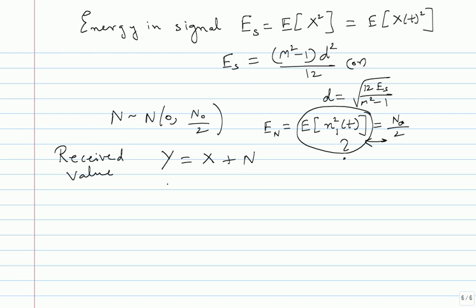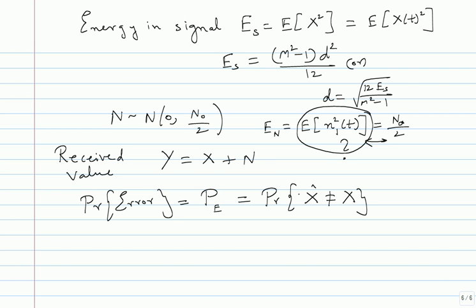The received value y is x plus n, and what am I doing for the detector? My detector is my minimum distance decoder. Now I have to compute the probability of error, which I will denote as P_E. This is the probability that x hat is not equal to x. Remember how I defined x hat? X hat is the minimum distance decoder. We know all about this, so let's go ahead and do this computation.